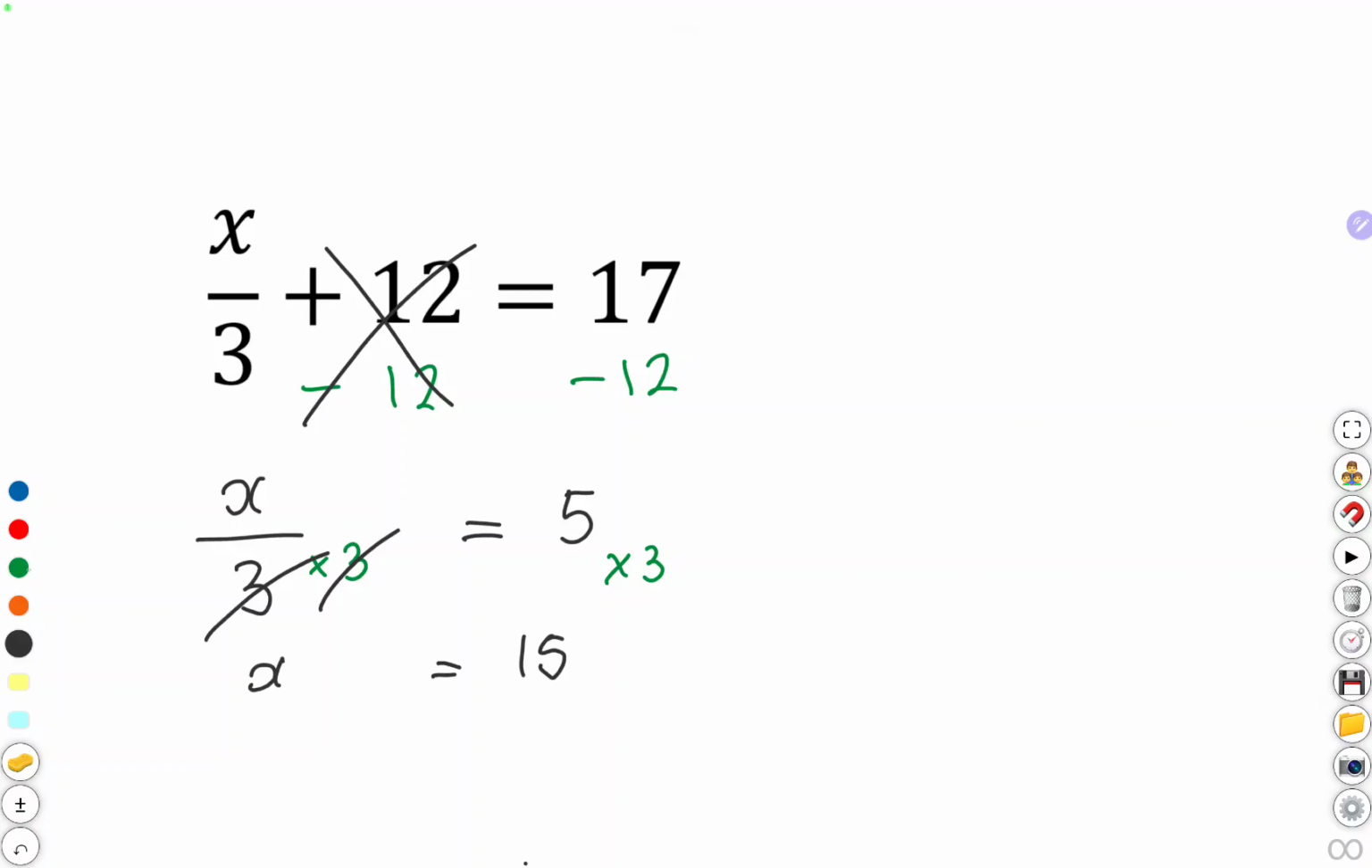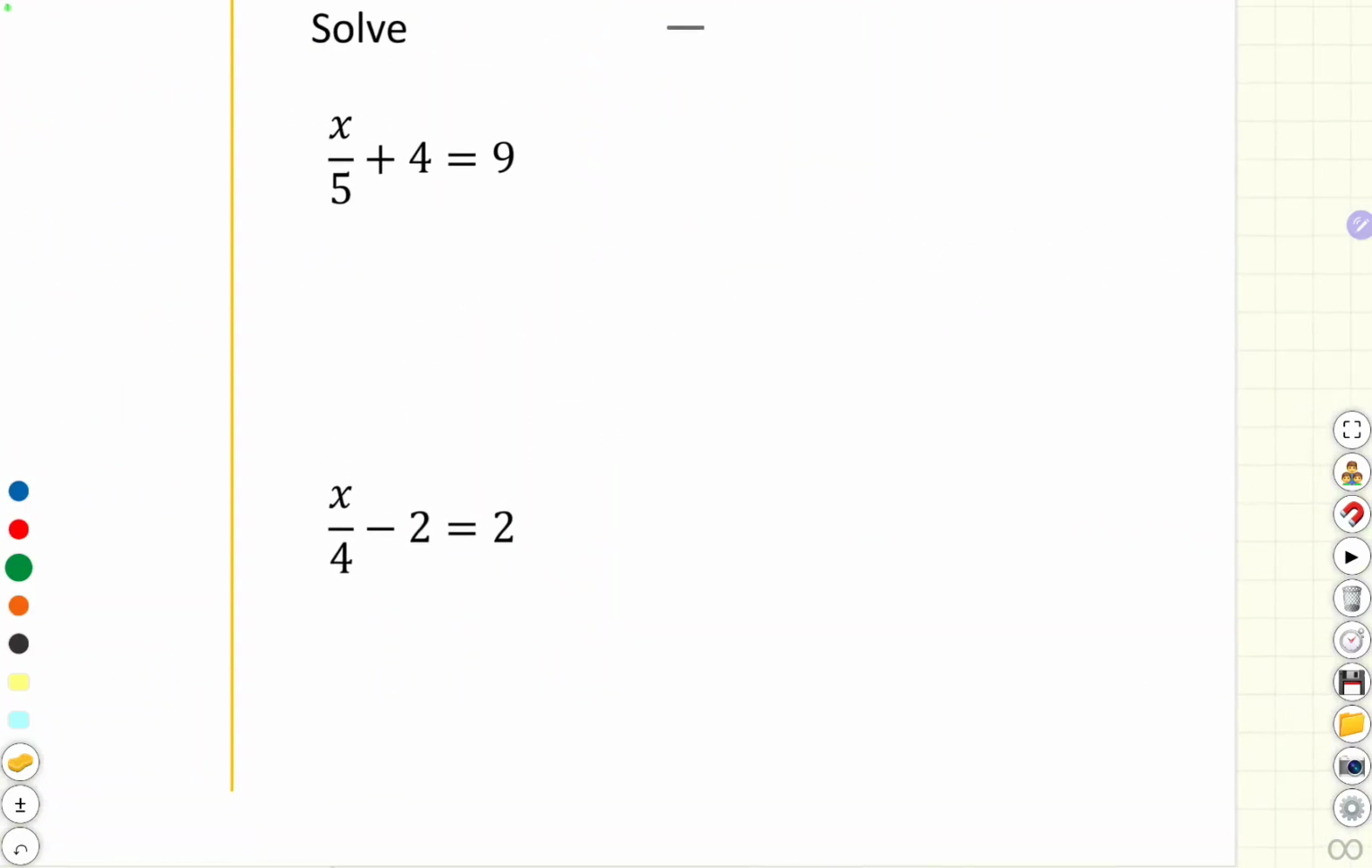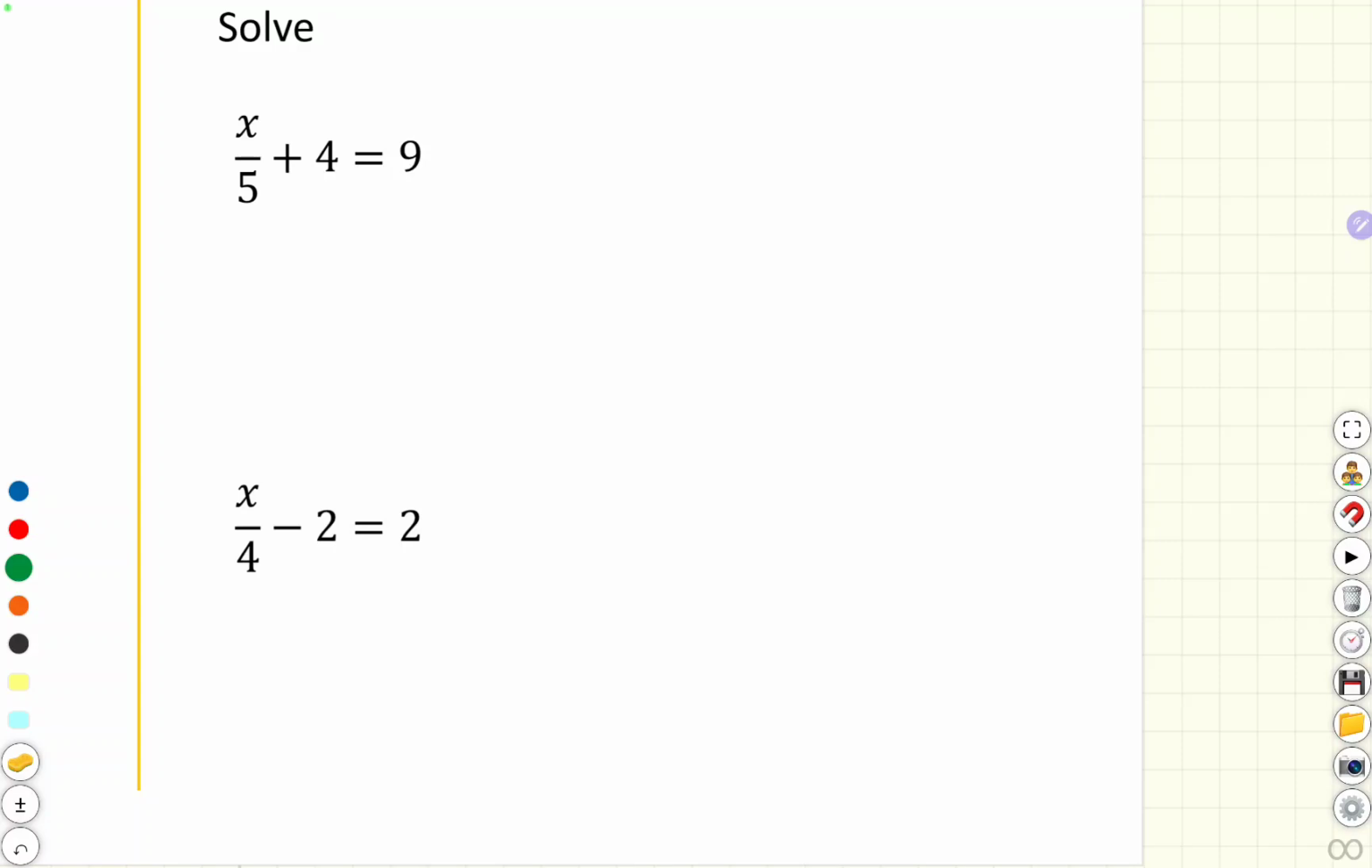Now what I need to do is check my answer. So I think it's 15. So 15 over 3 plus 12. 15 over 3 is 5. 5 plus 12 does actually equal 17. So I know that I'm correct. As before, have a go at these 2 questions by pausing the video.